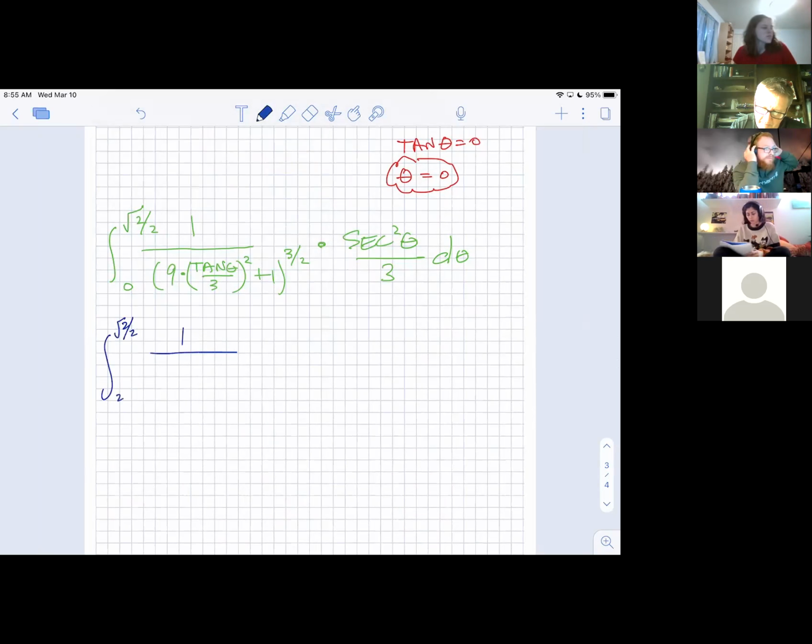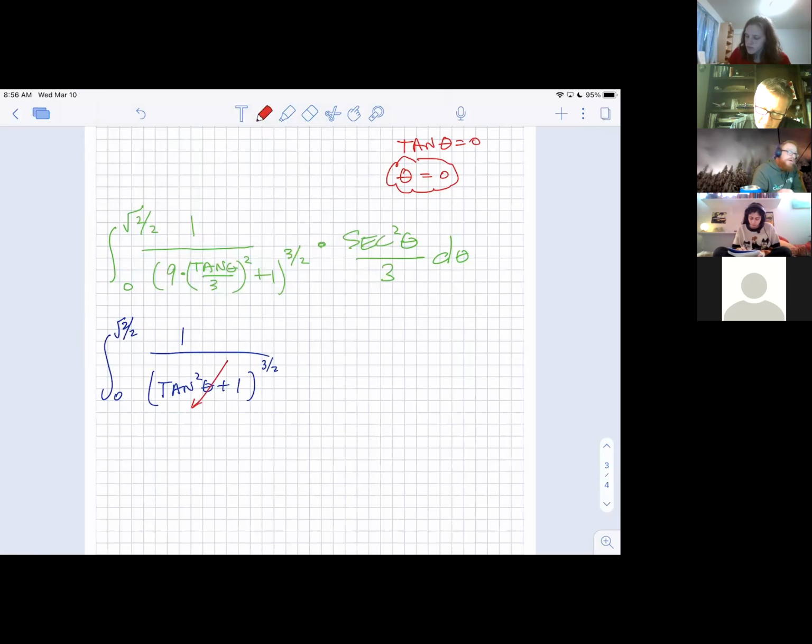On the bottom here, you have tangent of theta squared over 3 squared, which means you have 9 tangent squared over 9, which means you just have the tangent squared. I see now, you should say, if you did not see this before. I see what happened here. I think you meant to write a 0 instead of a 2 at the bottom. Thank you, Justin.